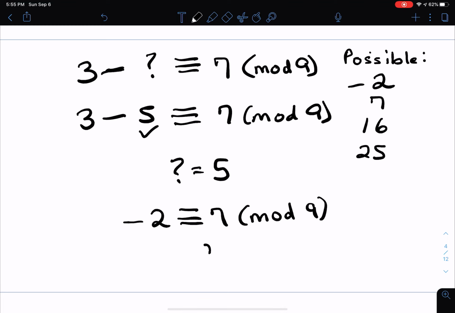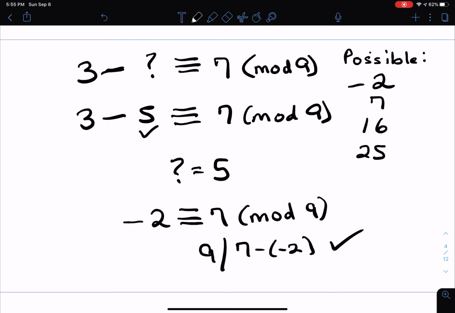You can check it real quickly by seeing if 9 divides evenly into 7 minus -2. And it does. 7 minus -2 is 9. So we needed the result on the left to be something that worked, but we needed the question mark to be something from 0 to 8.